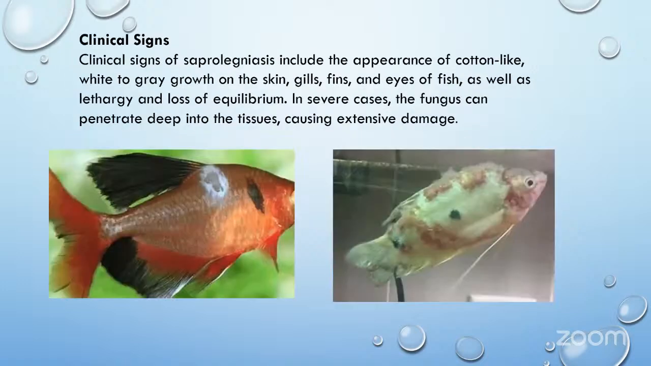The clinical signs may include the appearance of cotton-like white to gray growth on the skin, gills, fins, and eyes of fish also. And we also find them lethargic, and there is also loss of equilibrium. In severe cases, the fungus can penetrate deep into the tissues, causing extensive damage. We can see in this picture the cotton-like outgrowth on the gills here, on the scales, and even on the eyes of the fish also we can see.